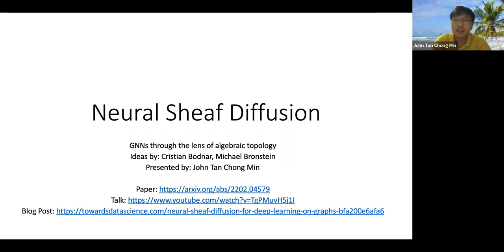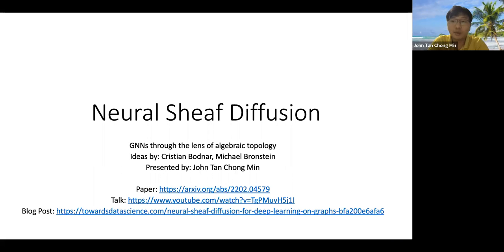But actually, if you follow me through the presentation later, you will realize that Neural Sheaf Diffusion is actually pretty similar to message passing networks. Just the terminology used is more mathematical, more topology, algebraic topology based. But when implemented in a neural network, it actually just uses matrix multiplication. It's very similar to existing networks.